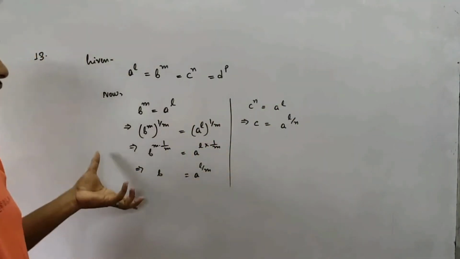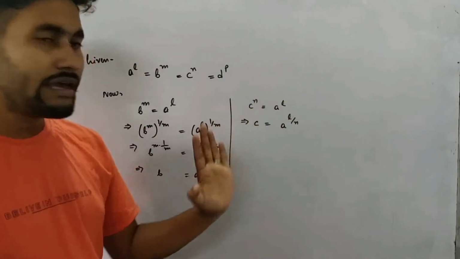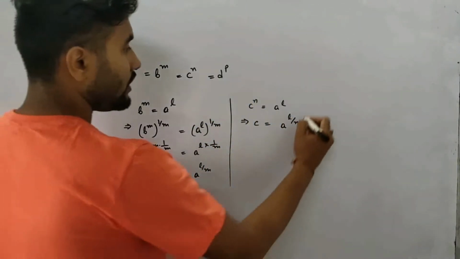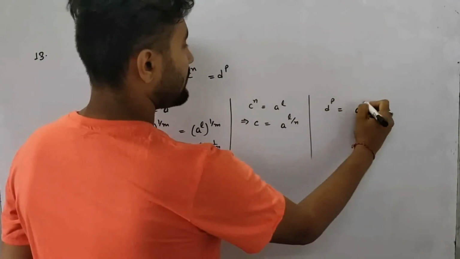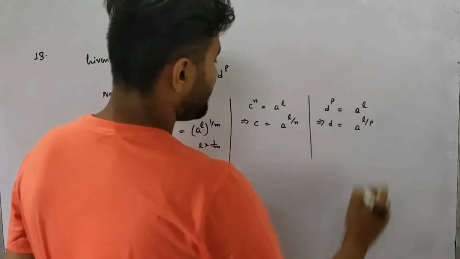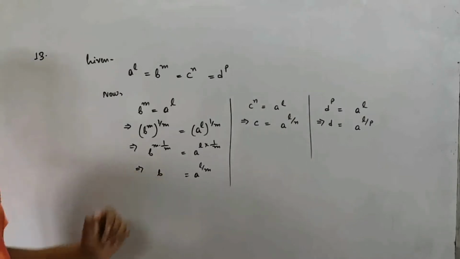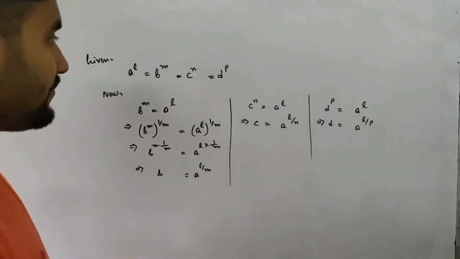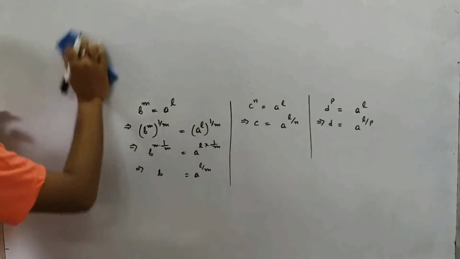This shortcut I have just shown you; in the exam you can write directly that much. Okay, l by n. And next, d to the power p will be equal to a to the power l, which implies d will be equal to a to the power l by p. So we have got these values. Now the left hand side.